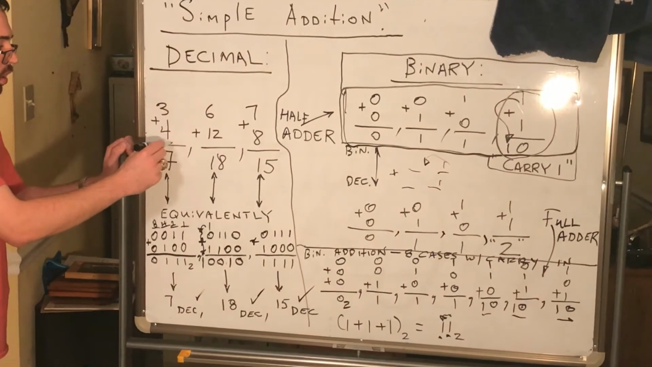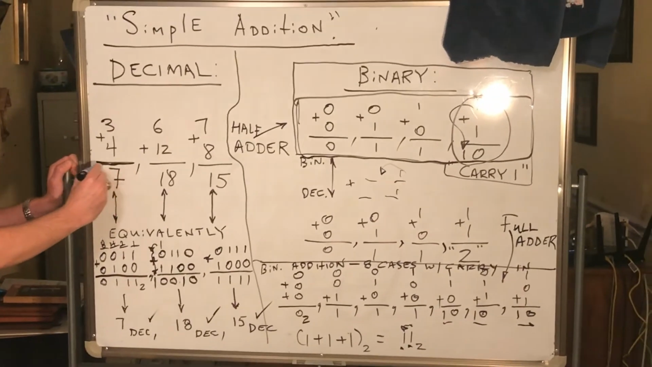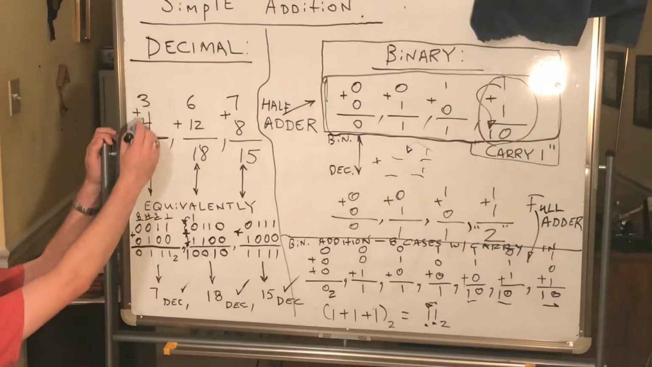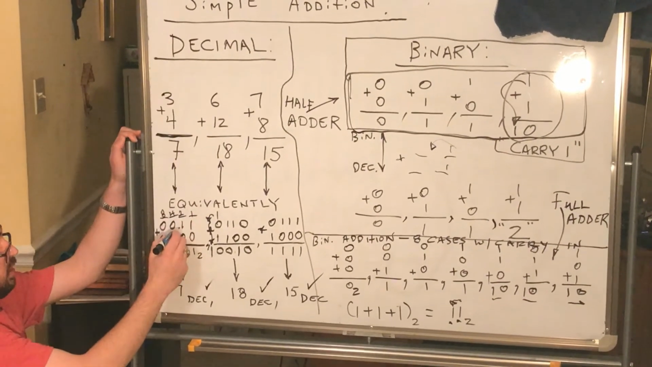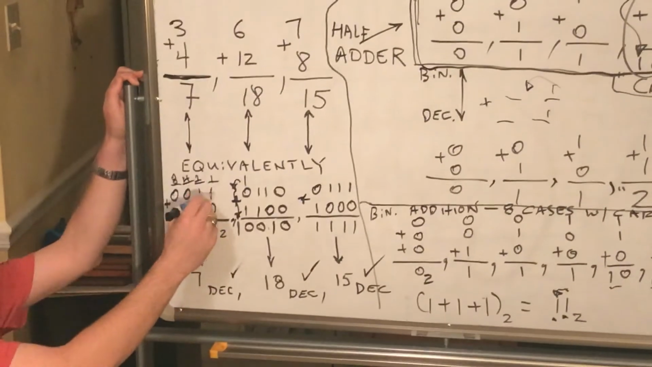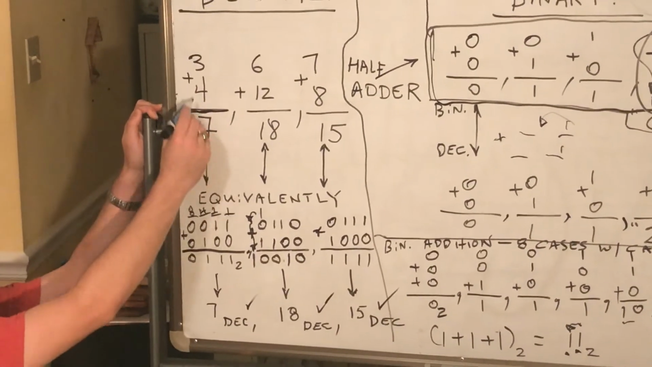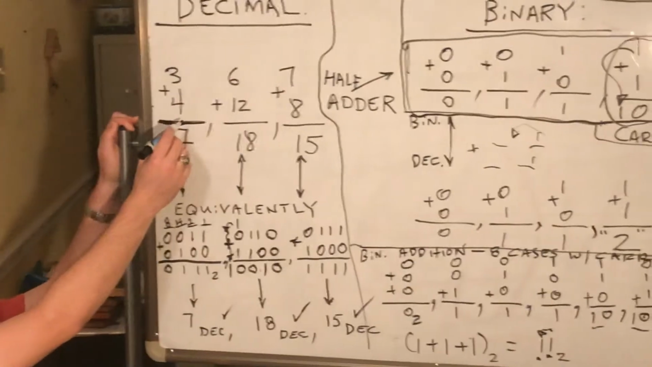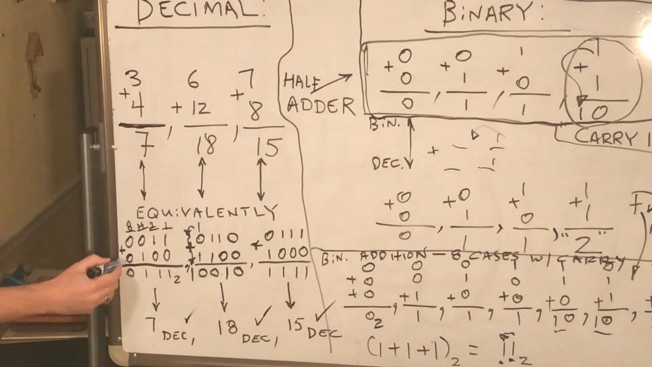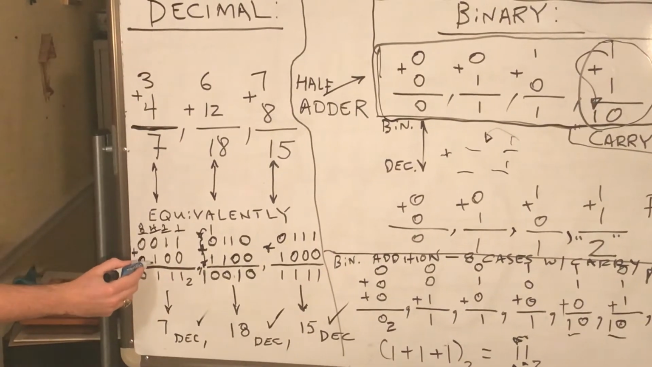So 3 plus 4 in decimal is 7. Everyone knows this. Now, if we take the 3 and convert it to binary, you get 0, 0, 1, 1, or 2 plus 1, which is 3. If we take the 4 and convert it to binary, you get 0, 1, 0, 0, which is 4 alone.